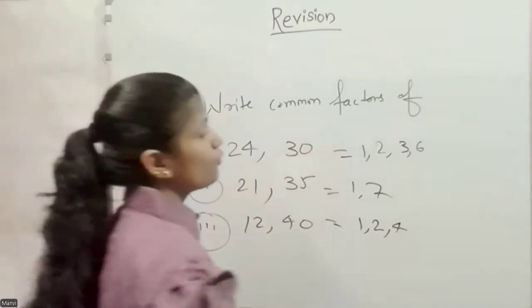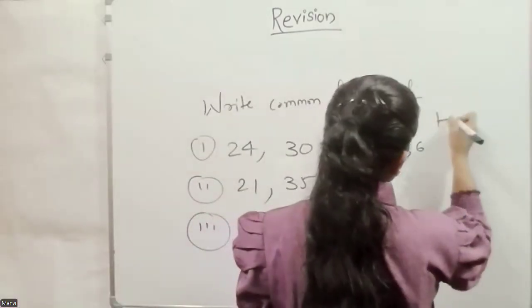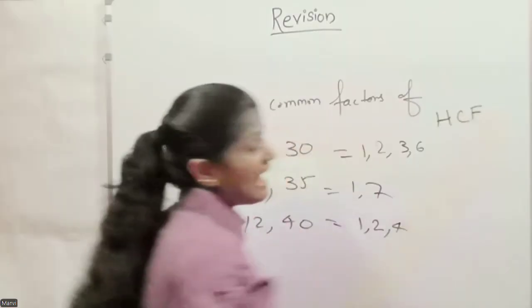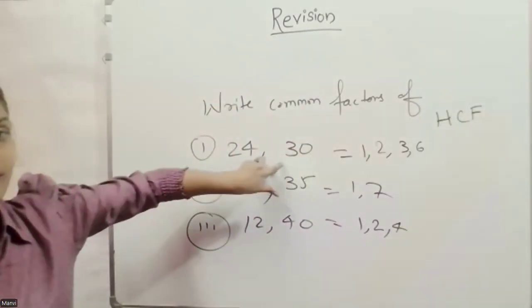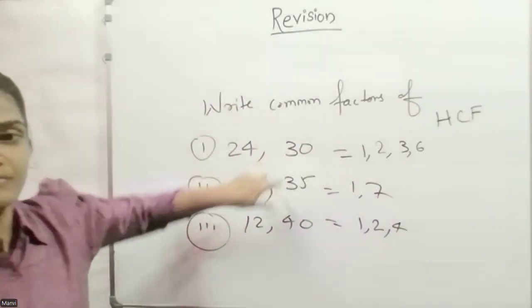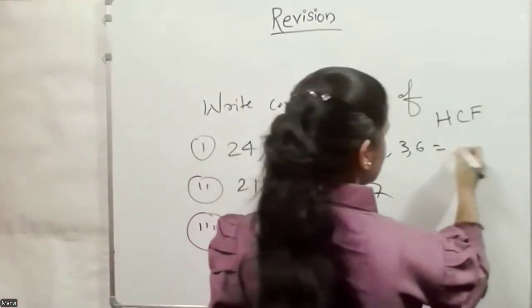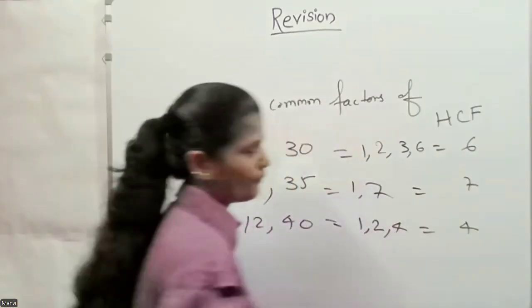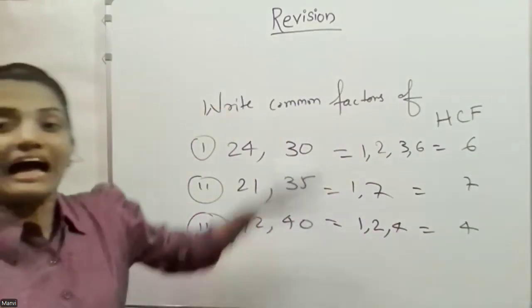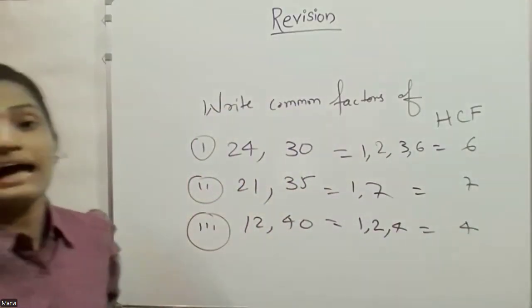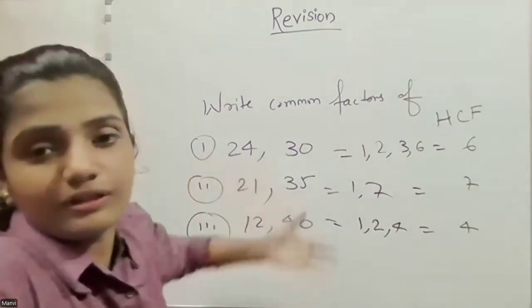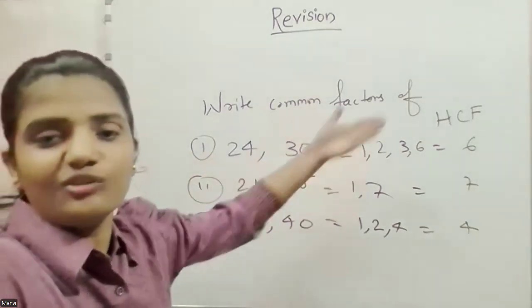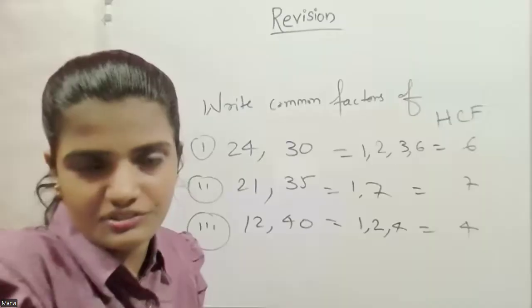If I ask what is the highest common factor, which is HCF, of these numbers, here the answer is 6. Here the answer will be 7. Here that is 4. Okay, that's actually the highest common factor. So for finding the highest common factor, we must first find the common factors. Then only we can answer the highest common factor. Okay.